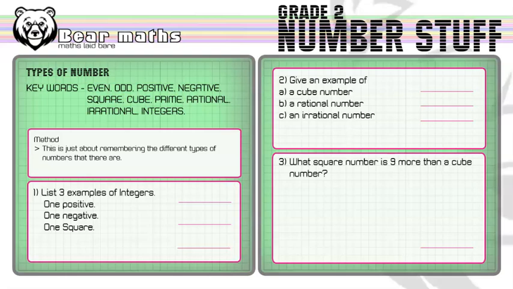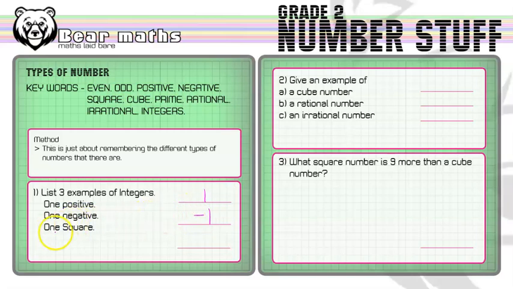In question 1, you've got listing 3 examples of integers. Integers are whole numbers. Okay, we just need one positive one. So I'm going to put the number 1. The number 1 is the first positive number. One negative one, I'm going to put -1. That's our first negative number. You could put anything here. You could put 2, 3, 4, 5, 6, whatever. You could put -1, -2, -3, -4, -5, anything.